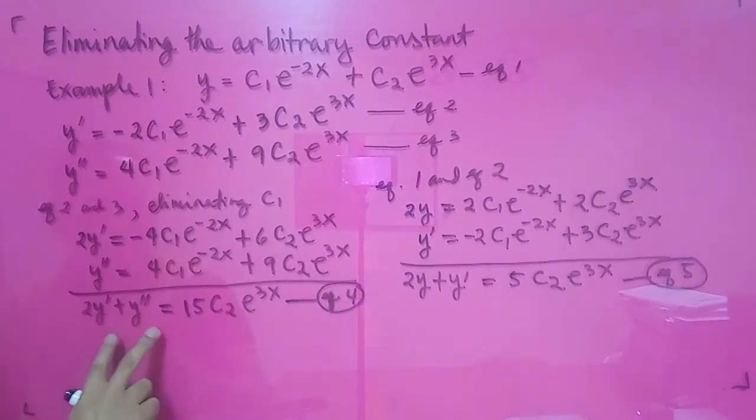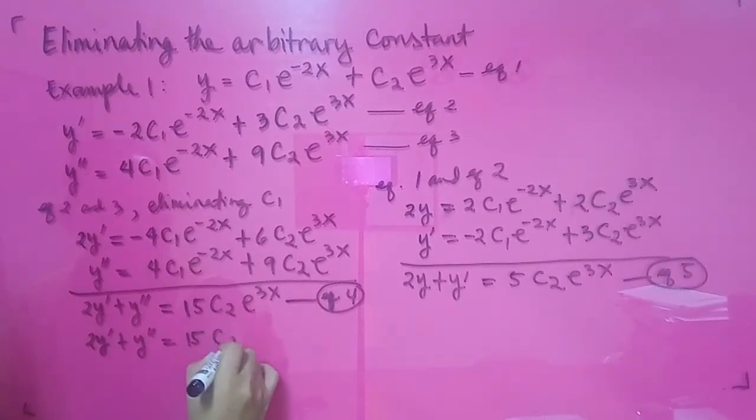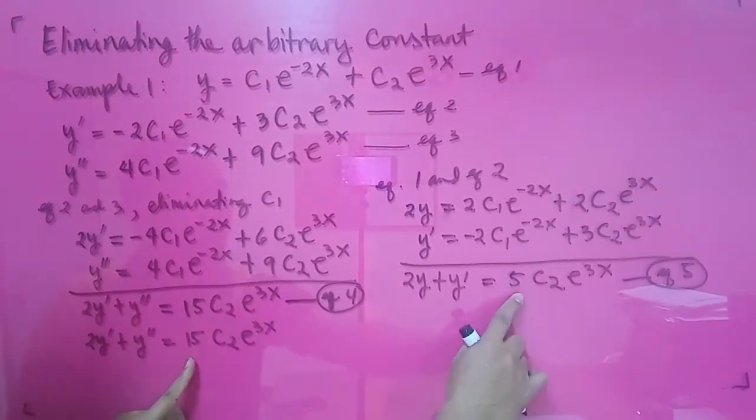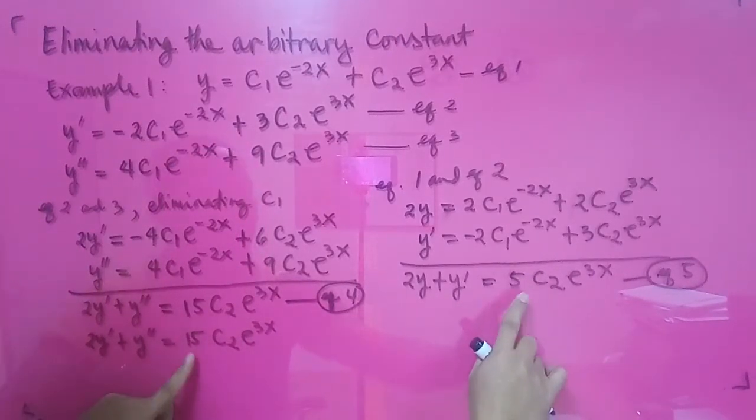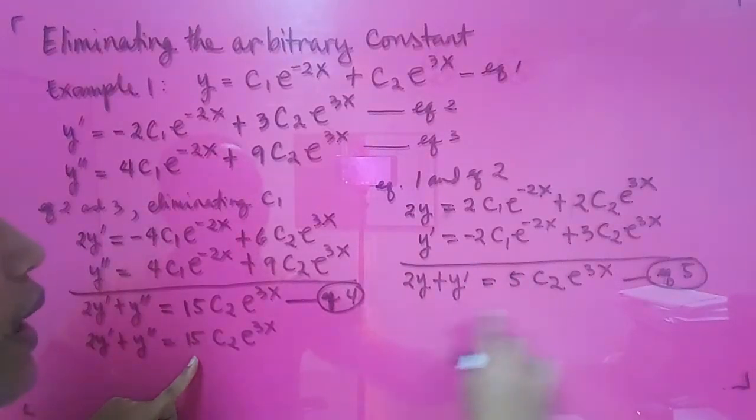I will write again this one. So we have 2y prime plus y double prime equals 15 c sub 2 e to the 3x. After this, this is 15 and this is 5, so I have to multiply this one by negative 3, so that when we add, 15 plus negative 15 becomes 0. So I will multiply this one by negative 3.